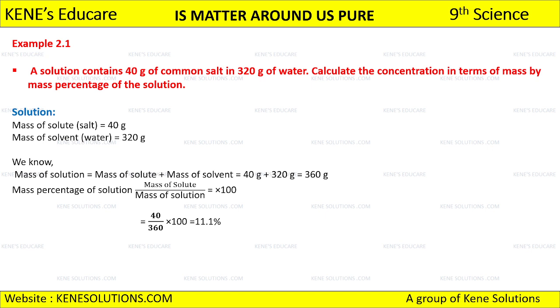So this is an example of how to calculate the concentration of the solution. Because here they have asked you to calculate in terms of mass by mass percentage, we have used the formula: mass of solute upon mass of solution into 100. Okay.